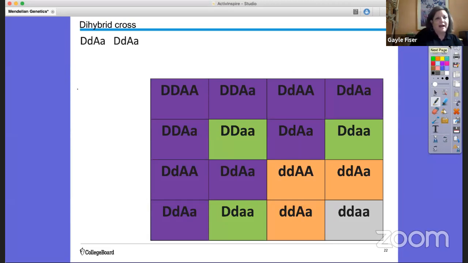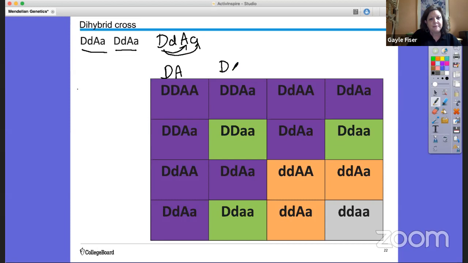Okay, so let's do a dihybrid cross, and then I'll tie it together with independent assortment. So if we have two traits and two hybrids, for each trait, let's find out what our possible genotypes are going to be. So we can have a big D, big A, right? And we can have a big D, little a. We can have a little d, big A, and we can have a little d, little a. And since those were the same, we can just repeat that.